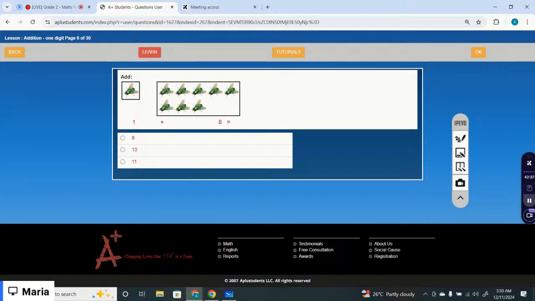One plus 8, which is the correct option? One plus 8 equals 9. The correct option is option number 1, that is 9.